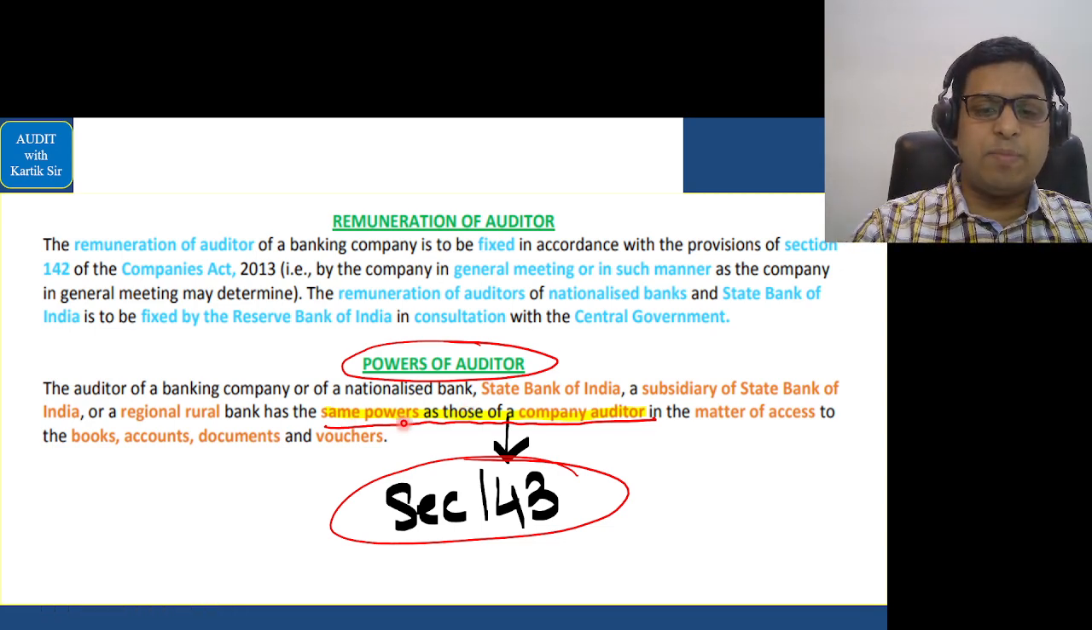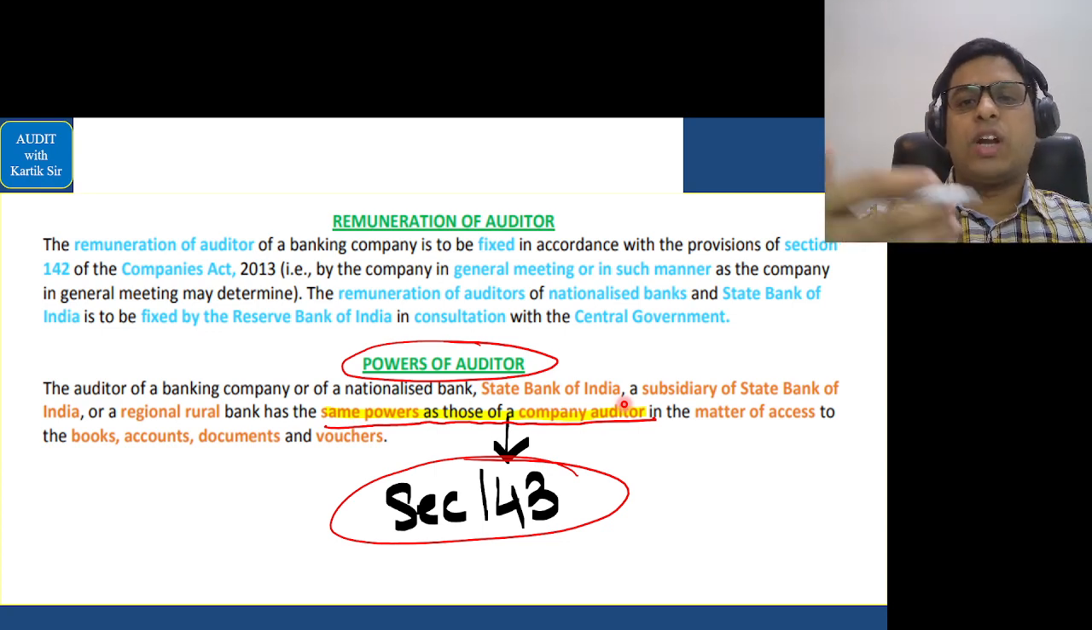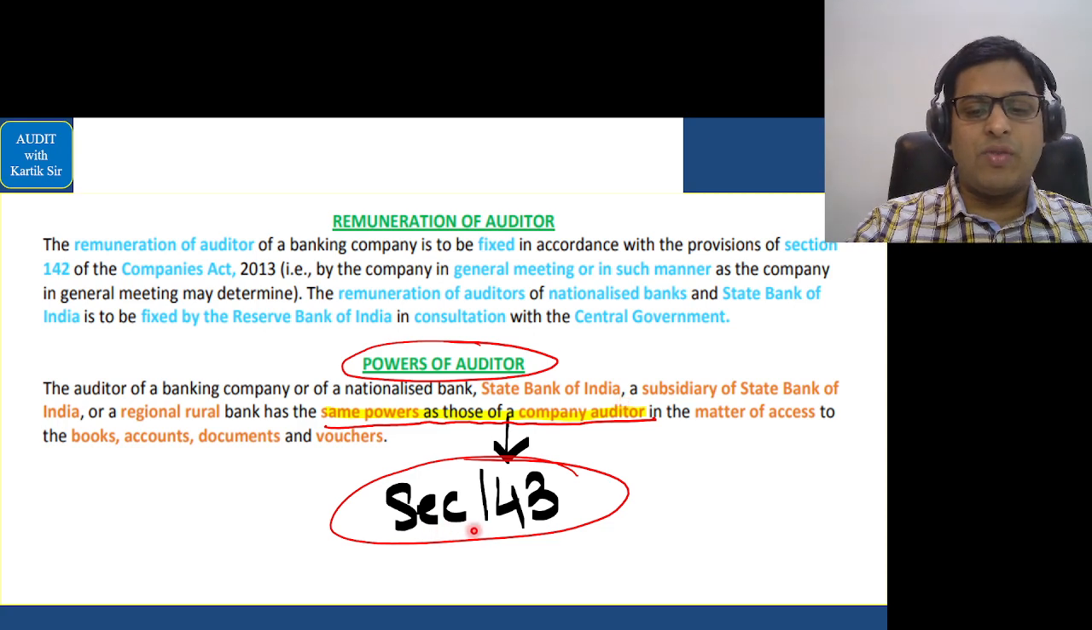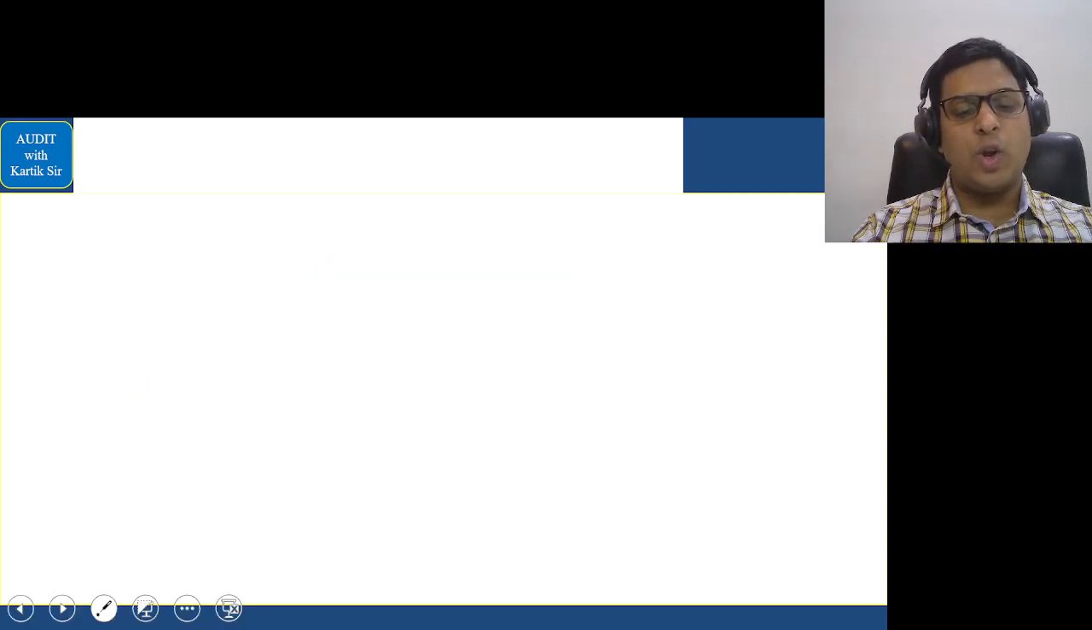See, they have given the same powers as those of the company auditor. And as you know very well, the power of the company auditor is given in the section of powers and duties. That is section number 143 of the Companies Act. That is the powers and duties of a statutory auditor.